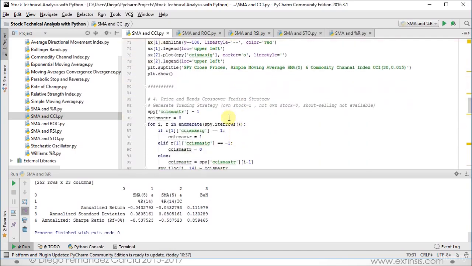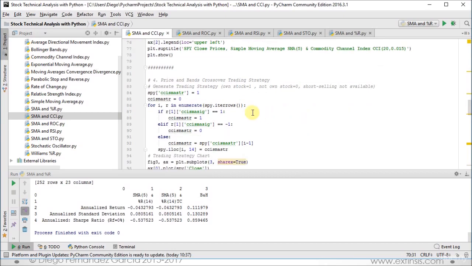So now we're going to study the price and bands crossover trading strategy, in which we'll generate trading signals. We own the stock equals 1, we don't own it equals 0, and short selling is not available. For this, we're going to use for loops in which we're going to ask if our signal was equal to 1, then our strategy is equal to 1, in which we own the stock. If our trading signal was equal to -1 or a sell type of trading signal, then our trading strategy is equal to 0, which is we don't own the stock. And if we had something else, which means we had a 0 or do nothing, then we have our trading strategy being equal to the previous period.